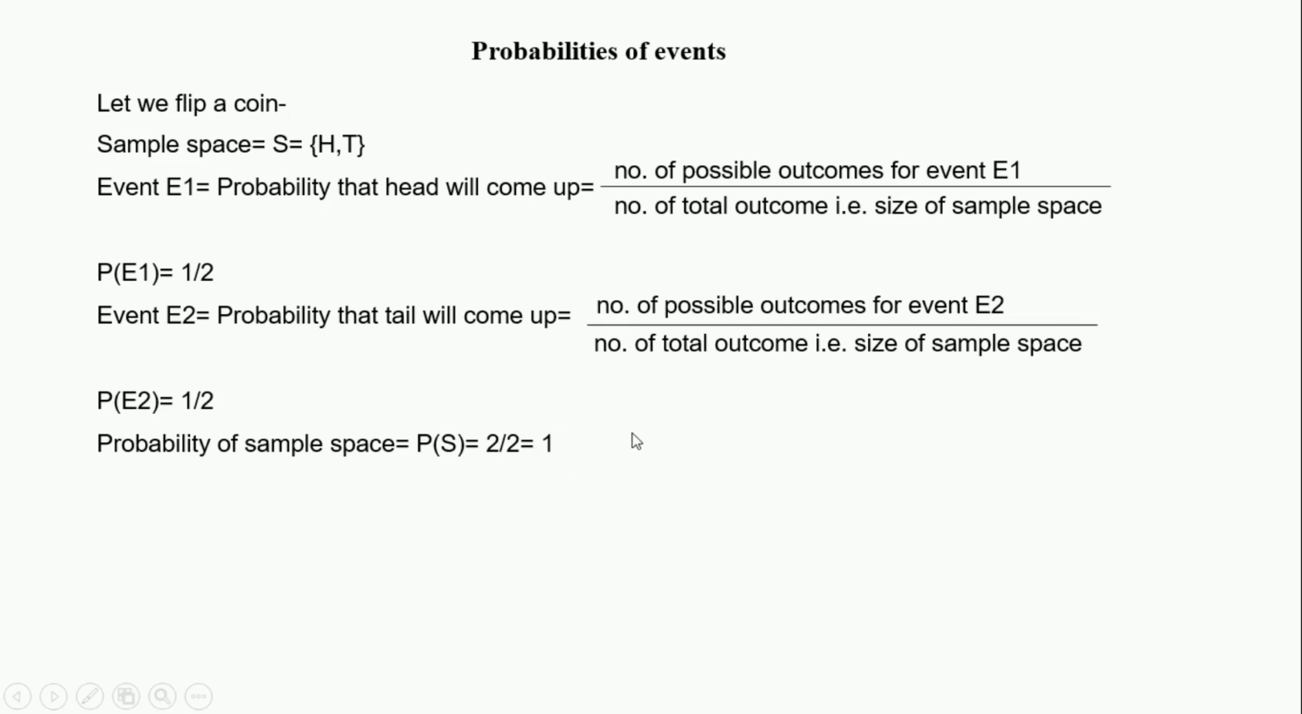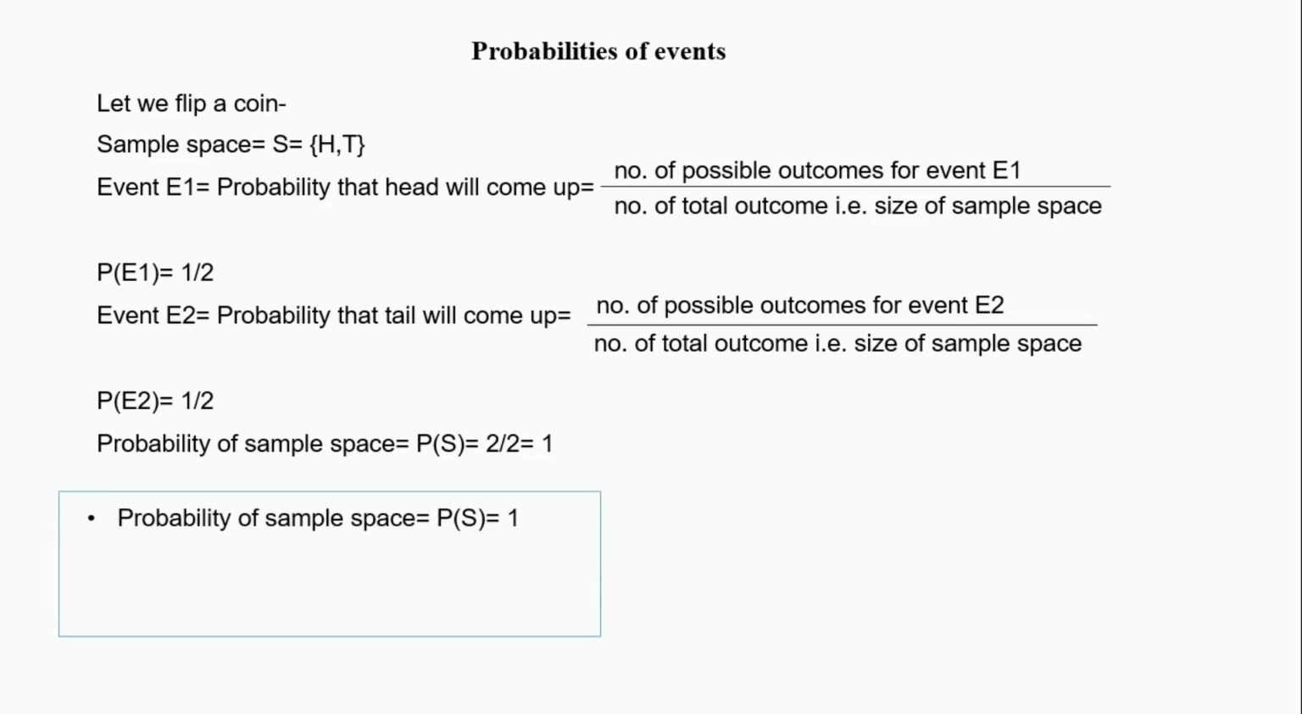There are some important things that we need to know: the probability of the sample space is always 1, and the probability of any event always lies between 0 and 1, because events are basically subsets of the sample space. If the sample space itself has probability 1, then how can any event have probability greater than 1? All the events come from the sample space itself, meaning events are subsets of the sample space. Therefore any event's probability can never be greater than 1. It always lies between 0 and 1.